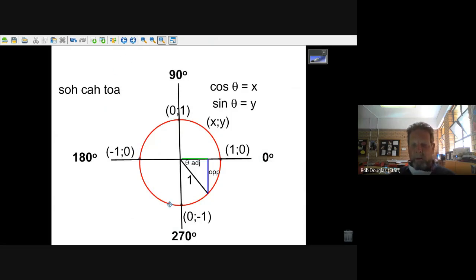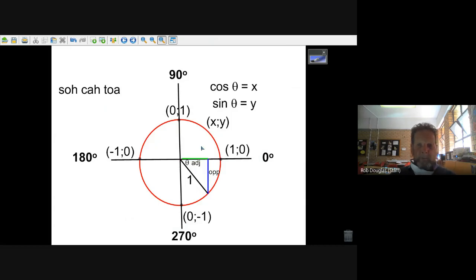Let's look at this last quadrant. Well, the x is positive, but the y is negative. So the sine is negative, but the cosine is positive. So in this quadrant, cosine is positive.